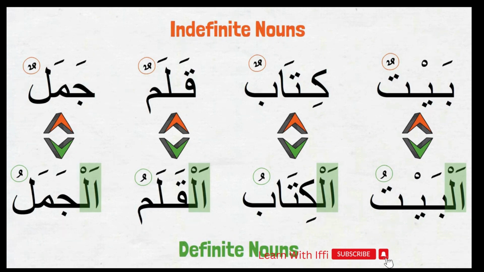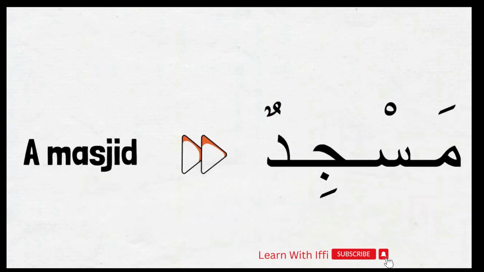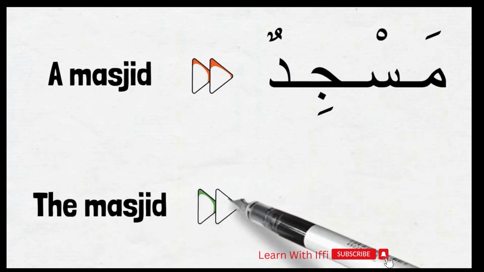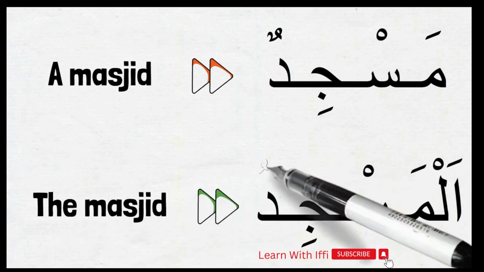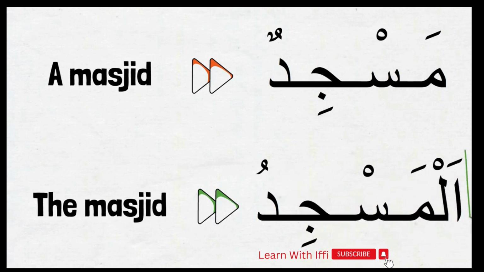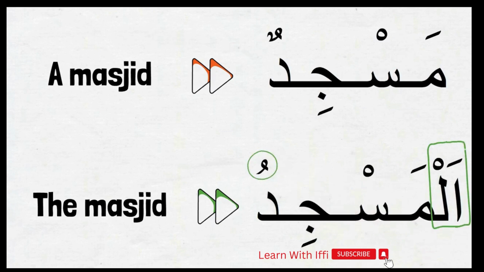Now, let me give you 3 more words to practice converting from indefinite to definite form. Masjidun, a masjid. It is indefinite. Now, can you convert it to definite form? Al-masjidu, right? Remember, once al is added to the beginning, we cannot keep the noon at the end. The prefix al comes at the cost of noon, okay? So we cannot say al-masjidun here. It has to be al-masjidu.